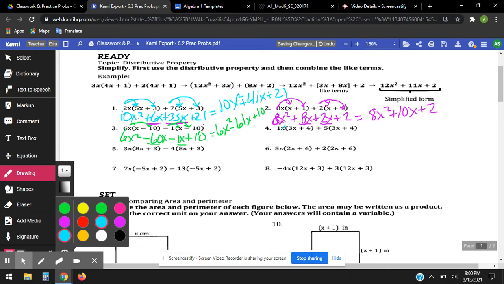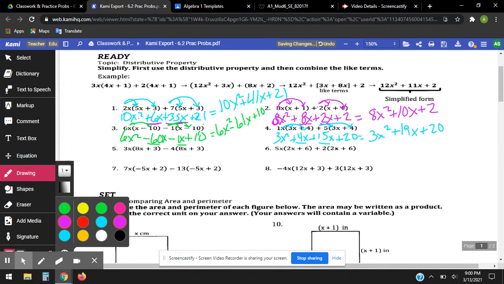Next one, 3x squared plus 4x plus 15x plus 20. Combine those guys equals 3x squared plus 19x plus 20.